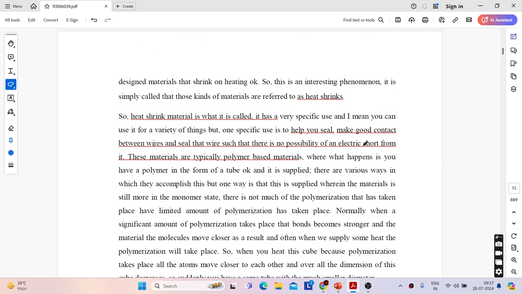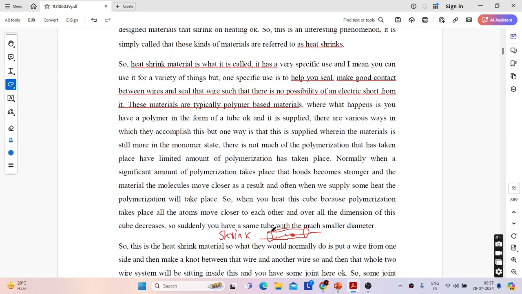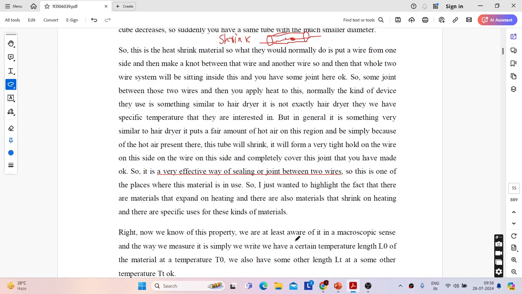Now see where the material shrinks when the temperature goes up, when heat is applied. That is one example, like a sealing. To make a good contact between the wire and the seal, such that there is no possibility of an electric short. Normally if we connect two metal wires where current passes, and we seal it with some polymer-based material, then if you heat it, it will shrink. So that is also one application. Not only expansion, shrinking also can be useful in several situations. Okay, so that's one thing.